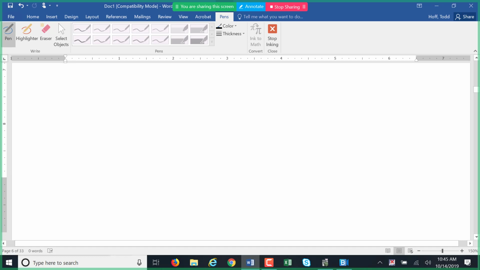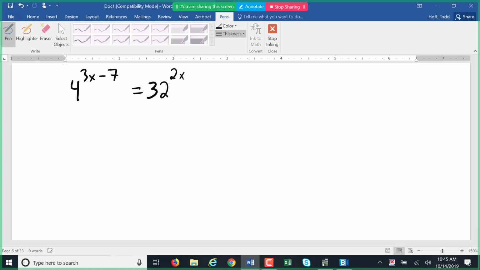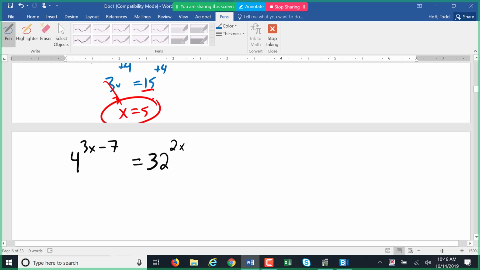Now, they're not always quite that simple. Of course, right? We might have 4 to the power of 3x minus 7 equals 32 to the power of 2x. We cannot express 32 as 4 to the power of something, but we can express both of them as 2 to the power of something. Now, let me step back for just a second.